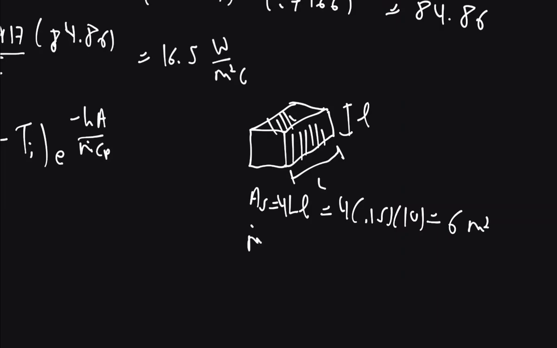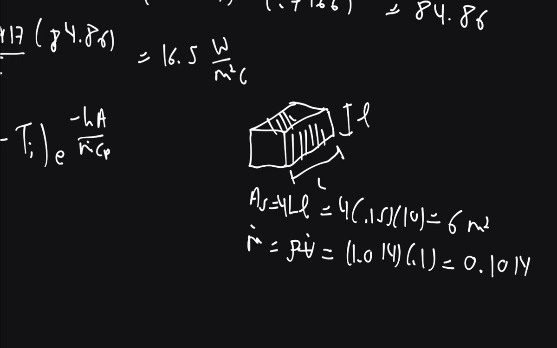We also need m dot. That's just rho times V dot. So 1.014 times 0.1 is 0.1014 kilograms per second.